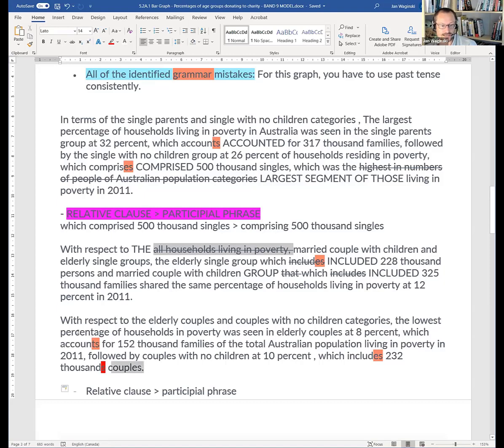Here, let's look at this last paragraph he did. With respect to the elderly couples and couples with no children categories, which he could have changed to, with respect to elderly couples and couples with no children, the lowest percentage of households in poverty was seen in elderly couples at 8%, which accounted for 152,000 families, followed by couples with no children at 10%, which included 232,000 couples. This one too is a participial phrase, but it's passive.